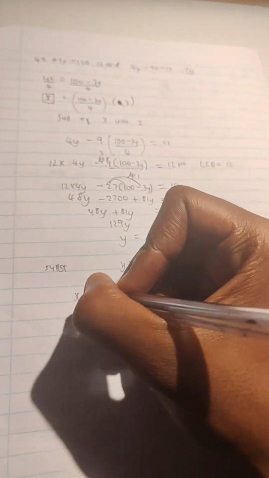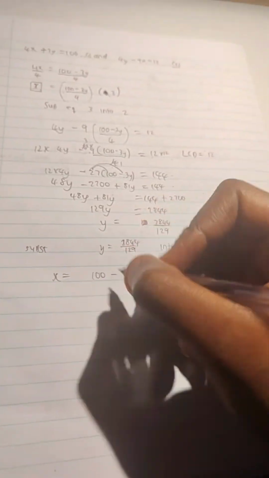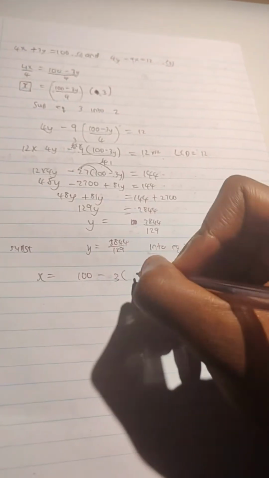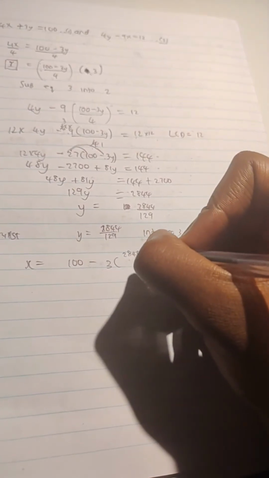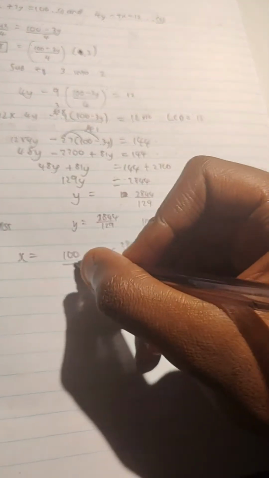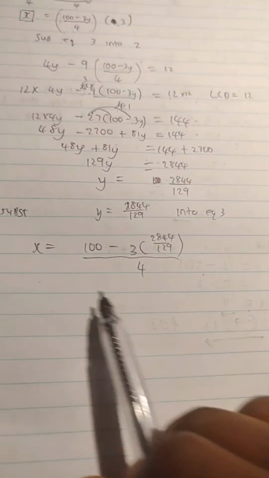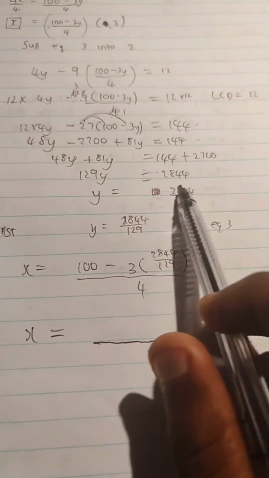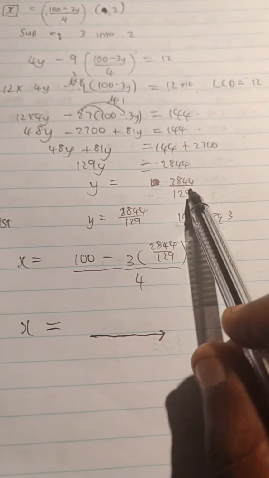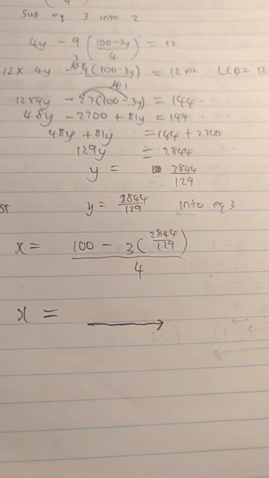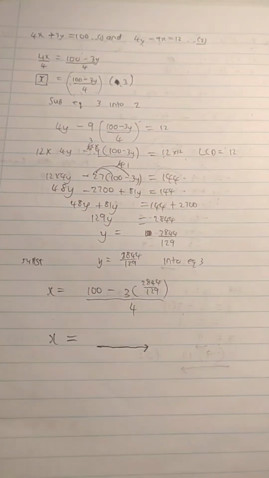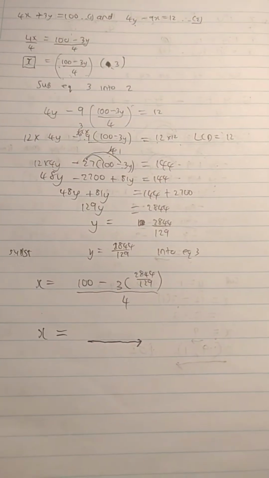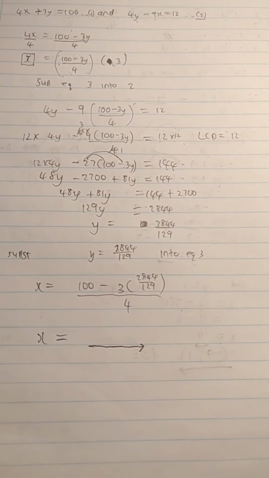So we're going to say x is equal to 100 minus 3. In the place of that y, we write 2844 over 129, all over 4. You put this into your calculator. You tell me guys in the comment section what answer you got for x. Alright, and then you tell me in the comment section as well what was the simplification of 2844 over 129, if there was any.